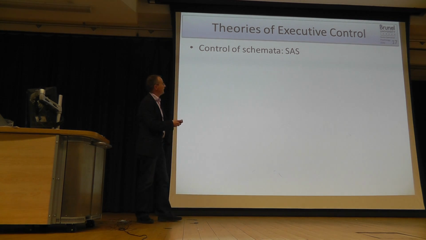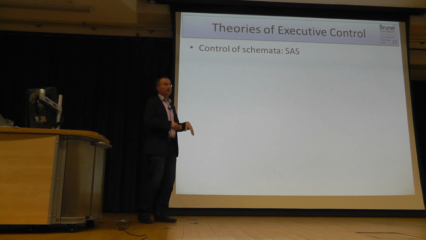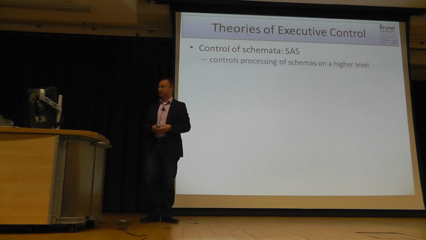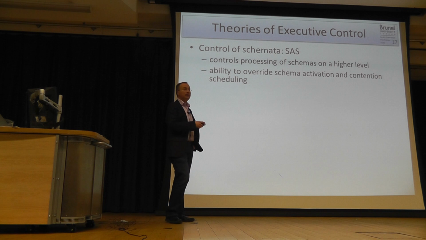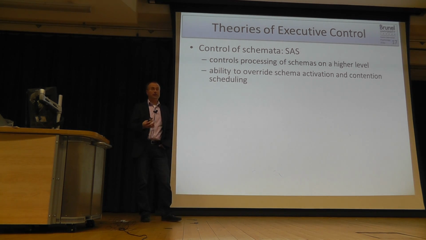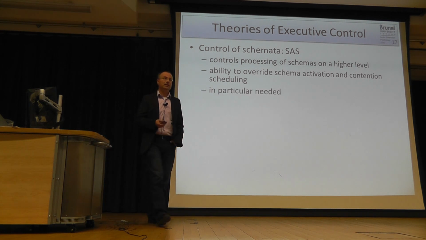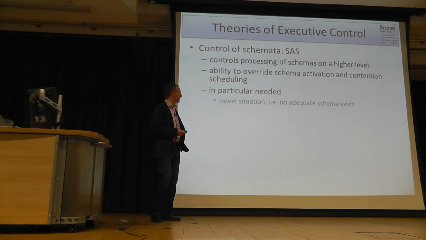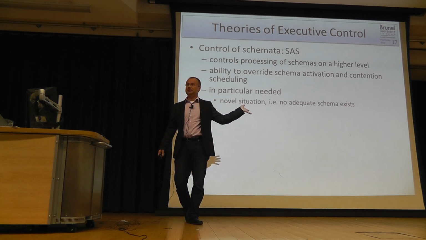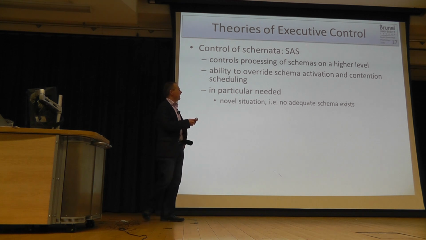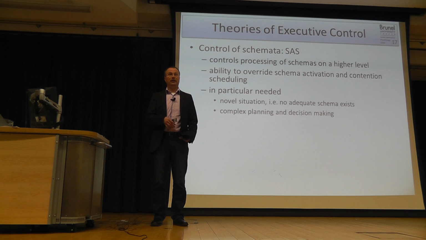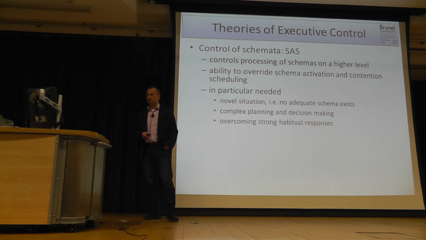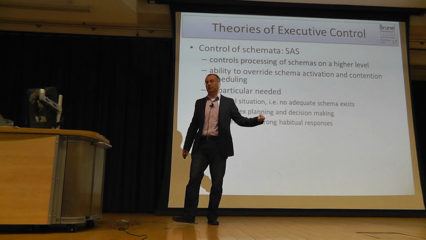And then we have the supervisory attentional system, the SAS, which is in this hierarchy of control the highest, more complex level. And that's the one which is equated with executive control, basically. So it has the ability to manage everything. It can activate schemas, and it can override the decisions made by contention scheduling, for instance. And we need the SAS in particular in certain types of situations. These are novel situations, because we don't have schemas for them and we have to create new ones. When we have very complex planning and decision-making processes, then contention scheduling is beyond its merits, and we need the SAS. When we have strong habitual responses which we need to overcome, then we need the SAS.